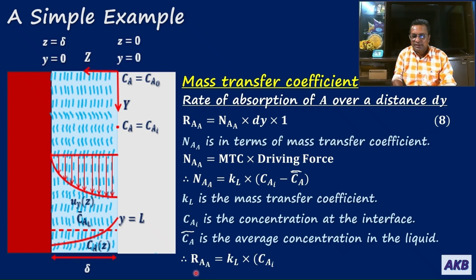So therefore equation number 8 will become RAA is equal to KL into CAI minus CA bar into dy into 1, and let us call this equation number 9. So let us continue with this.